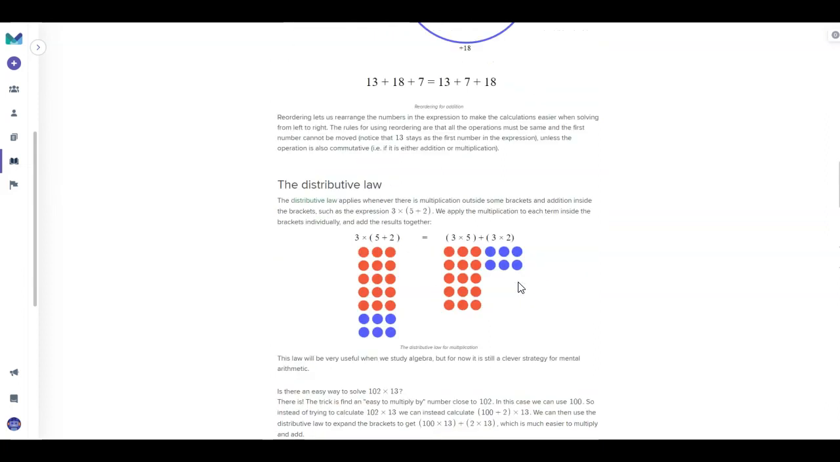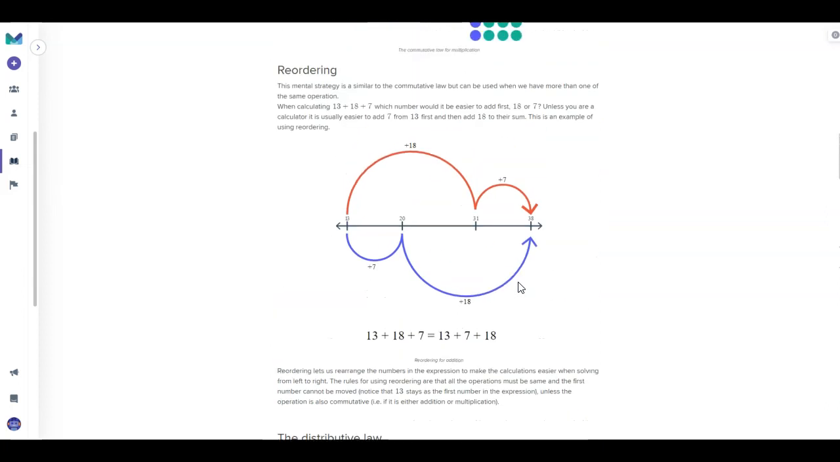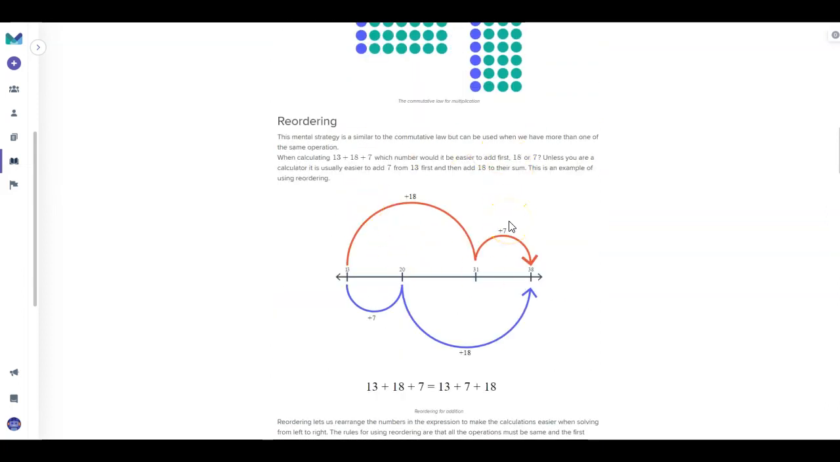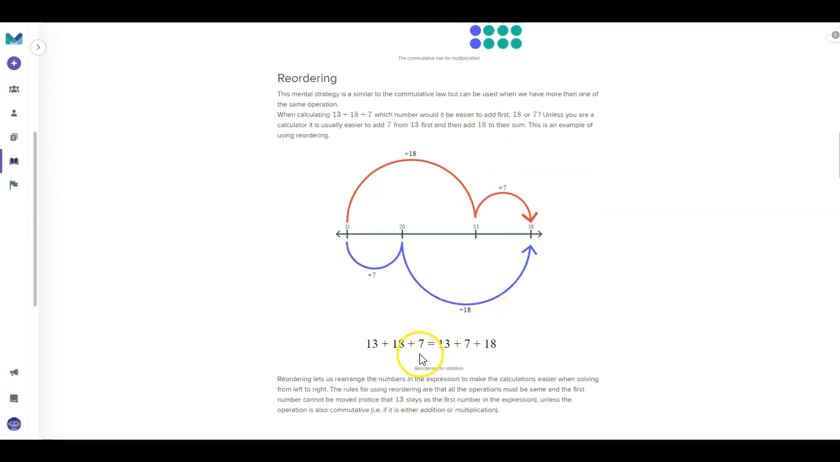Oh, I almost forgot. We did have one more thing. We have reordering. Now, reordering is not a law, not like the other 3. It is just a strategy to help us with our mental math a little bit more. So basically what reordering says is that you can take numbers that are going to be added together or are going to be multiplied together, okay? And you can basically readjust them or move them around to make them easier to do in your head.